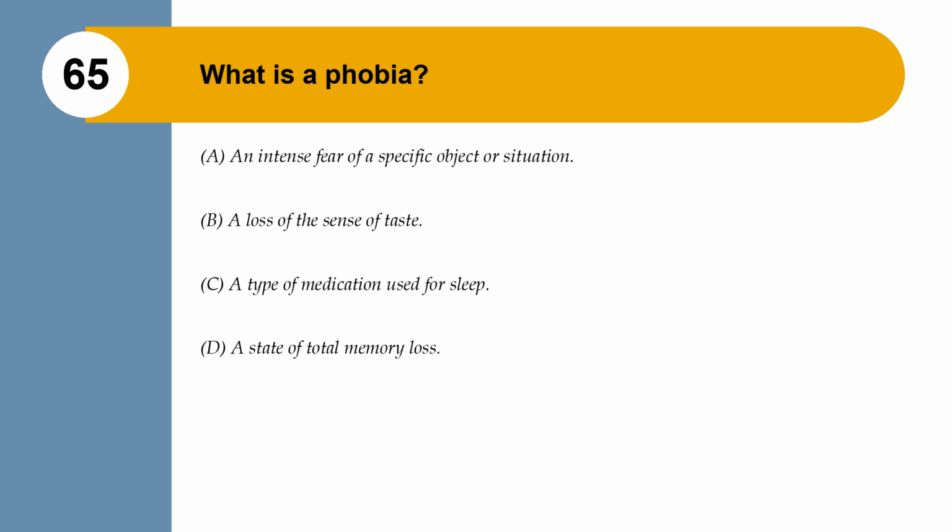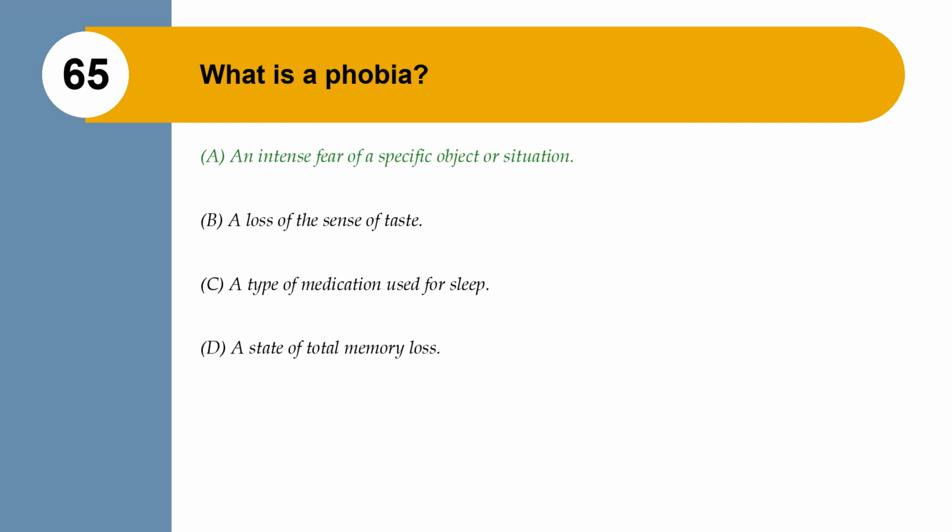Question 65. What is a phobia? Option A, an intense fear of a specific object or situation. Option B, a loss of the sense of taste. Option C, a type of medication used for sleep. Option D, a state of total memory loss.